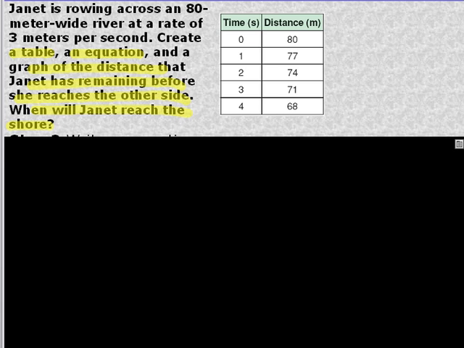So when she starts out, she has 80 meters, and then she's doing 3 meters per second, so a second later she's going to have 3 meters less, or 77. 2 seconds later she's going to have 3 meters less than that, and so on. You can probably already figure out whether this is linear or quadratic, but you could use your first and second differences. Obviously, pretty quickly you can see the difference here is 3, 3, 3. Basically that's how we calculated it, by knowing what the difference is. So it's got a constant first difference. That means it's a linear function.